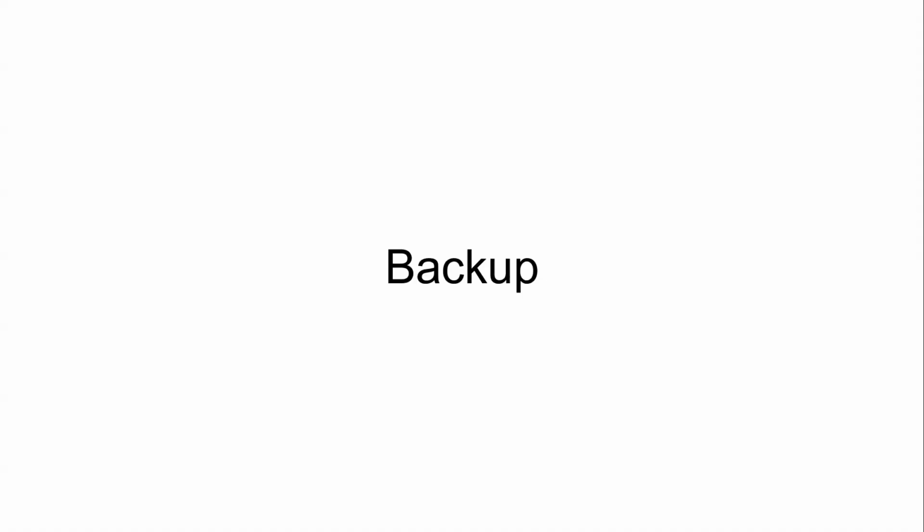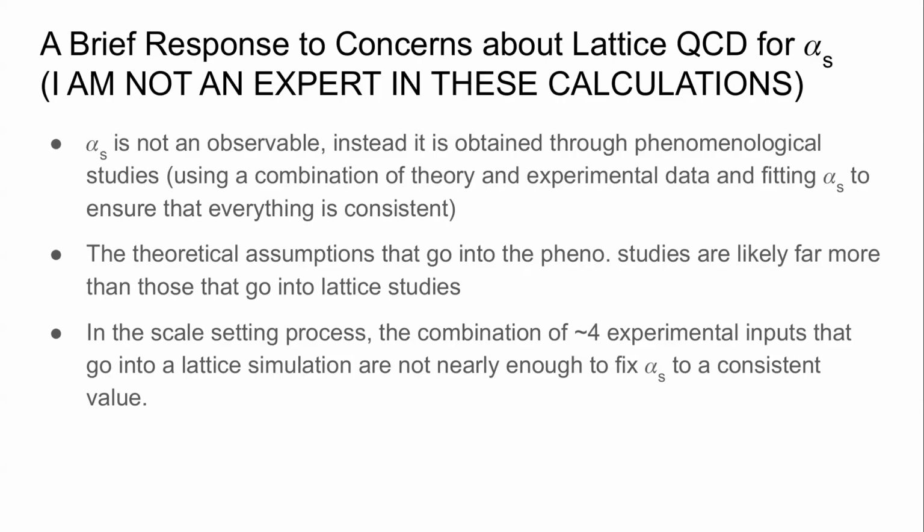Maybe if anyone wants two seconds: someone asked a question about alpha strong or had some concerns earlier this week. I wanted to go over one slide to explain my opinions on it. I'm not an expert; I had to read some papers real quick. Someone said, why are we using lattice in our global averaging for alpha strong? What I read and how I understood is that alpha strong is not an observable. Instead, you're obtaining it through phenomenological studies, combining theory and experimental data for fitting alpha strong and ensuring everything is consistent. So my understanding is there are almost more theoretical and experimental assumptions going into those phenomenological studies than lattice QCD.